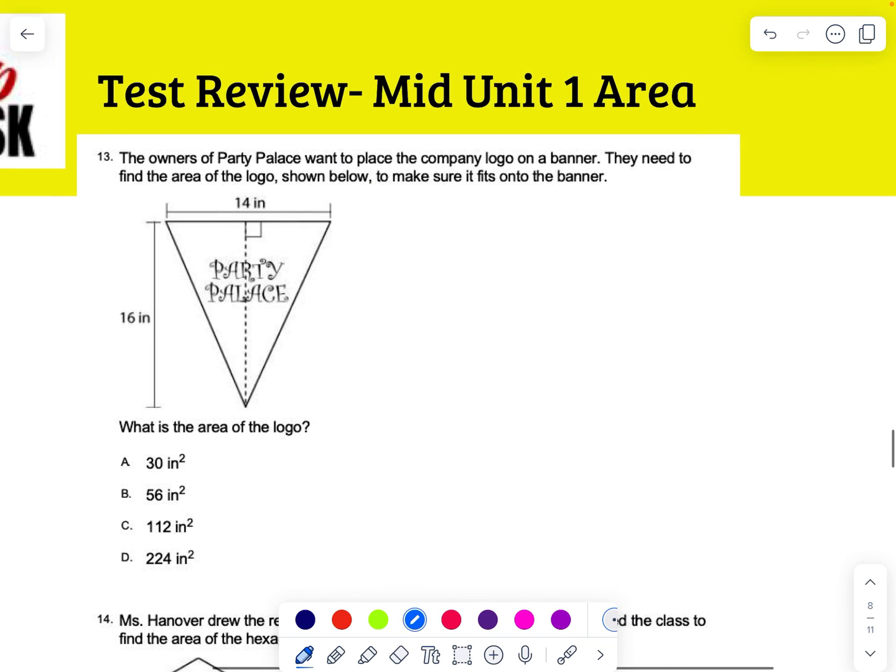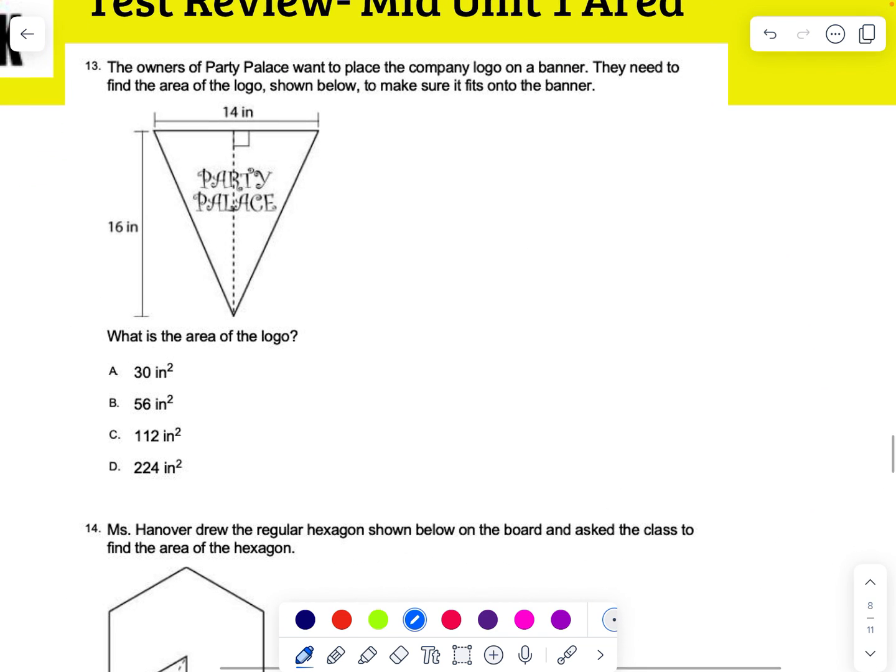Going on to number 13. Ooh, this one's easy too, but it is about a party banner. The owners of Party Palace want to place the company logo on a banner. They need to find the area of the logo shown below to make sure it fits onto the banner. So what is the area of the logo?